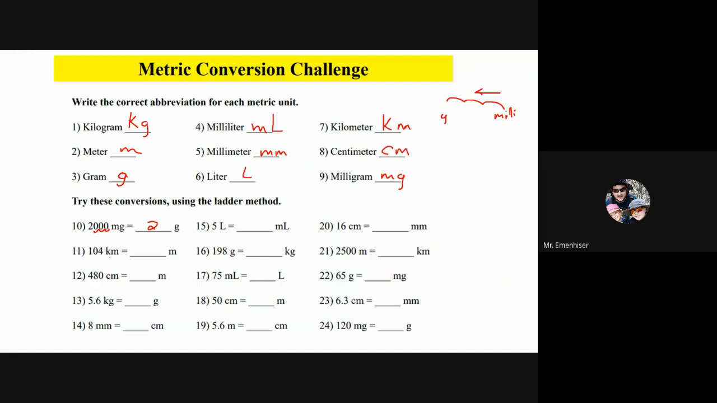All right. 104 kilometers. Kilo is over here, meters right here. So I'm going to go 3 places that way. 1, 2, 3. Fill in with zeros. So that's 104,000 meters. 104 kilometers multiplied by 1,000 gives us 104,000 meters.